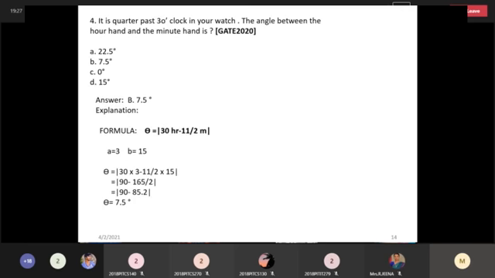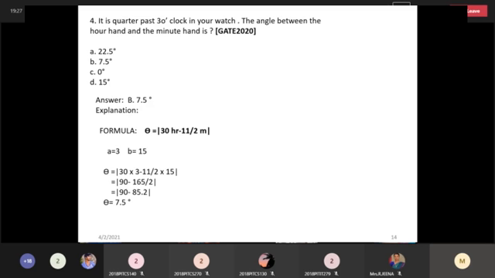It is a quarter past 3 o'clock in your watch. What is the angle between the hour hand and the minute hand? GATE 2020, they have asked this question. The options are A 22.5 degree, B 7.5 degree, C 0 degree, D 15 degree. So what is the formula to find the angle between the hour hand and minute hand? It is 30 H minus 11 by 2 M.